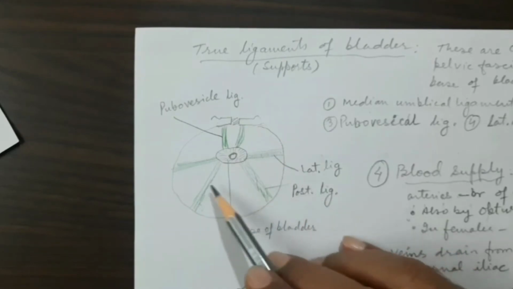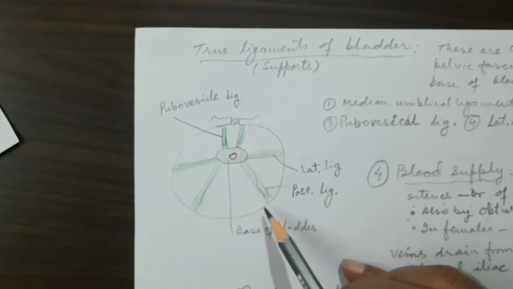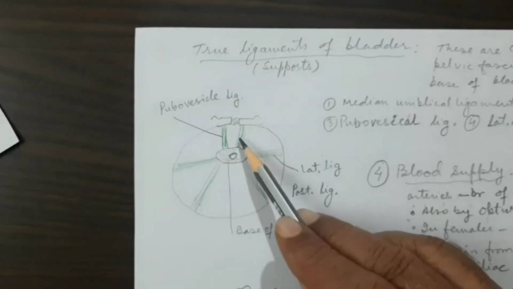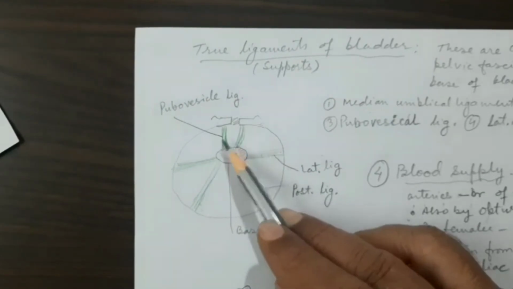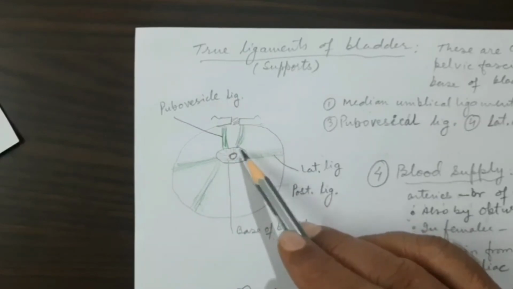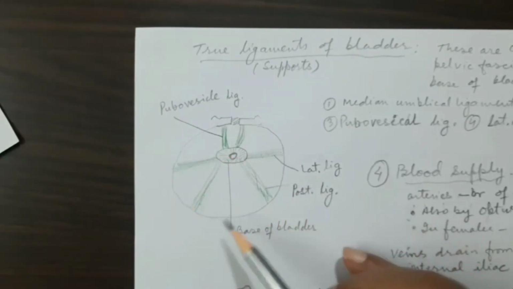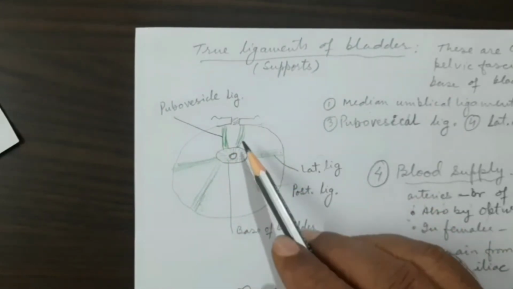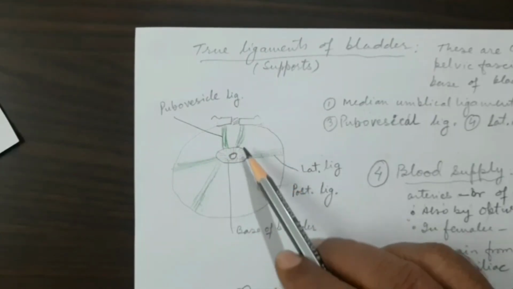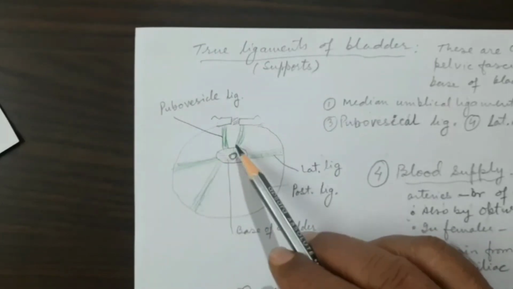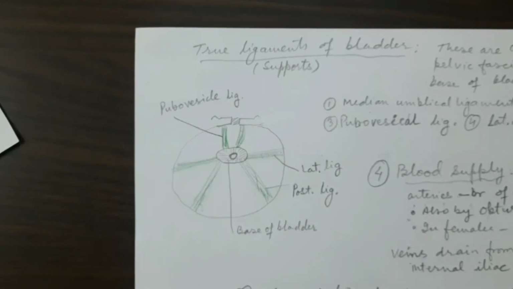And then there is a pair of posterior ligaments which will go to the pelvic wall. These are fibromuscular, not only fibrous, but they also contain some smooth muscle. They give attachment to the neck of the bladder to the surrounding pelvic wall. So pubovesical, lateral ligament and posterior ligament, 3 on one side and 3 on the other side, and then the median umbilical ligament is there, both in the male and the female.